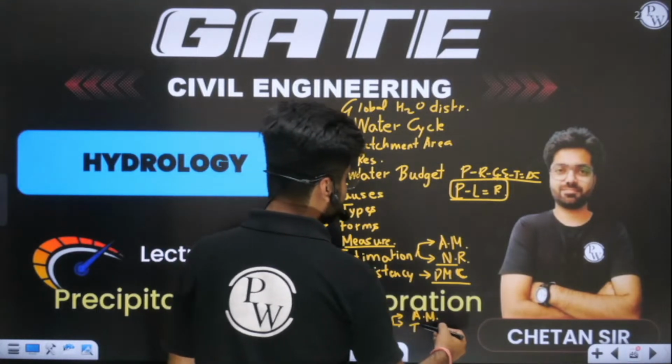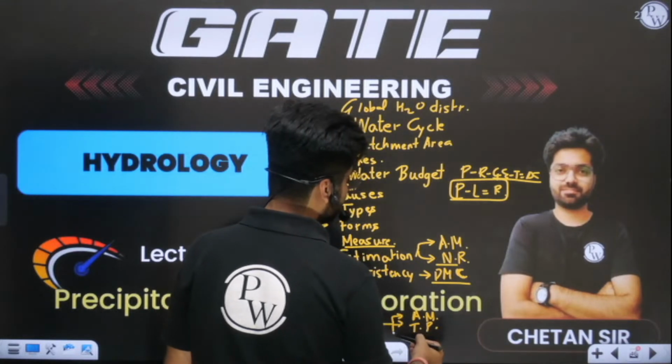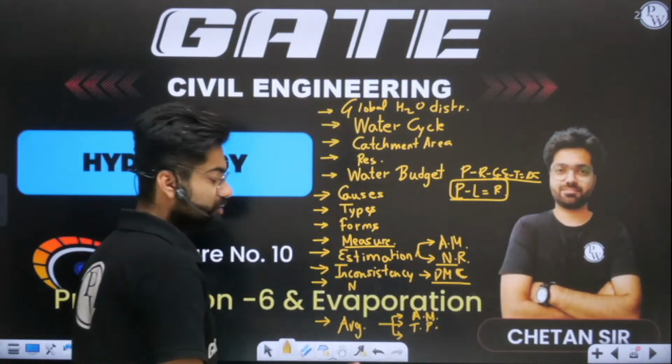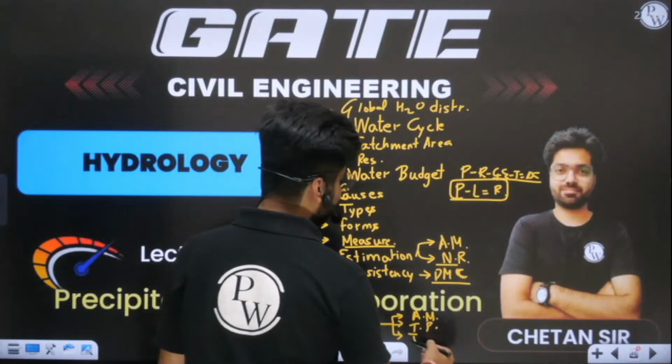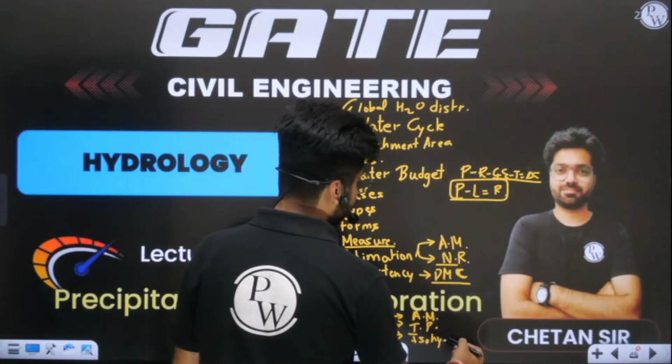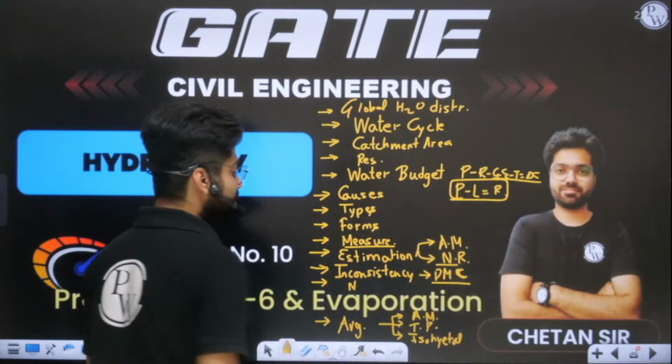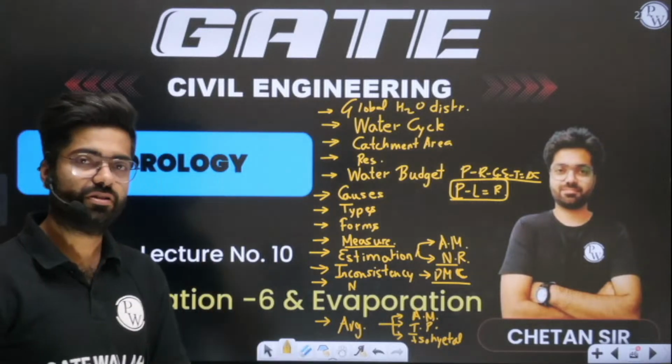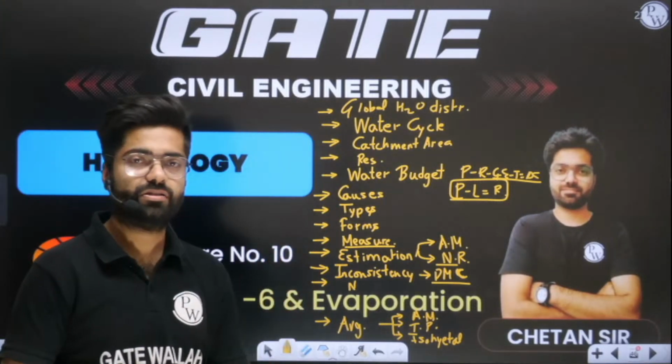Second formula was Thiessen polygon. Okay, Thiessen polygon. Third formula was your isohydral method. Okay, isohydral method was the best method. So arithmetic mean was there, Thiessen polygon was there, isohydral was the best one. I hope you all remember all those formulas, three formulas.